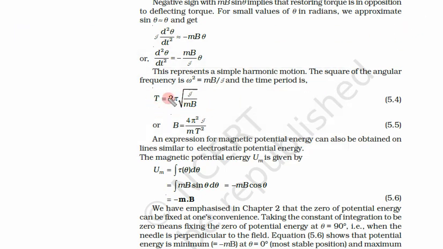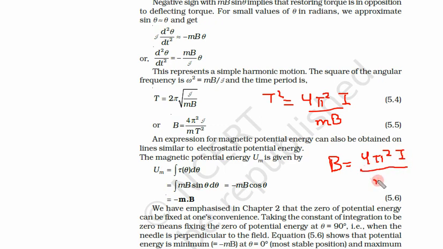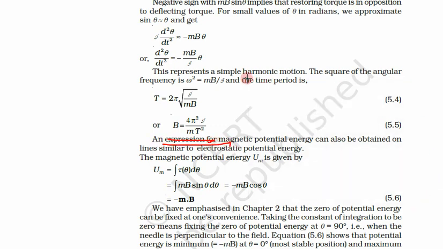So now let us solve this. What is T square? Squaring both sides, T square is equal to 4 pi square I upon mB. So what is B? B is equal to 4 pi square I upon m T square. So this is how we get the magnetic field.